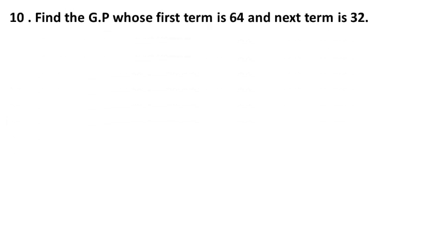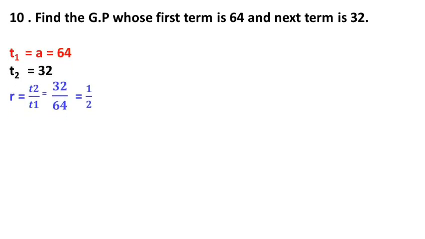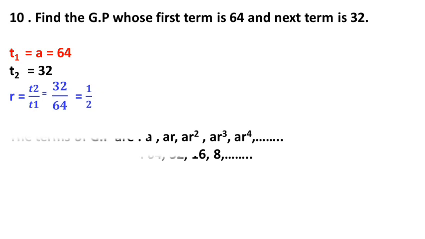Find the GP whose first term is 64 and the next term is 32. First term is 64 means T1, that is A is 64. Next term means the second term, 32. With the help of the first term and second term, find the common ratio as 1 by 2. Hence form the terms of the GP, that is A, AR, AR square, AR cube, AR to the power of 4 and so on. Hence the terms are 64, 32, 16, 8 and so on.